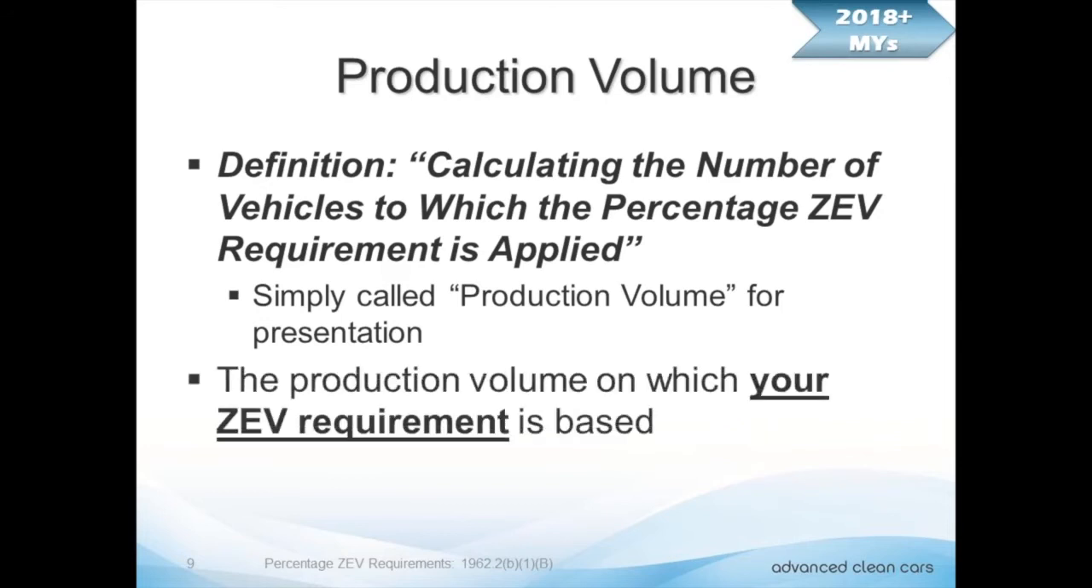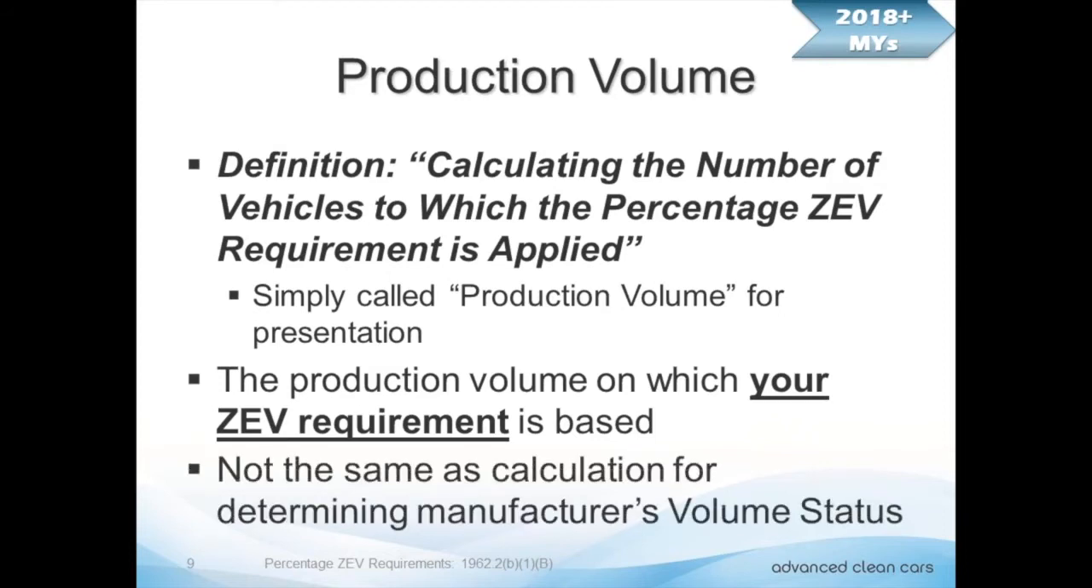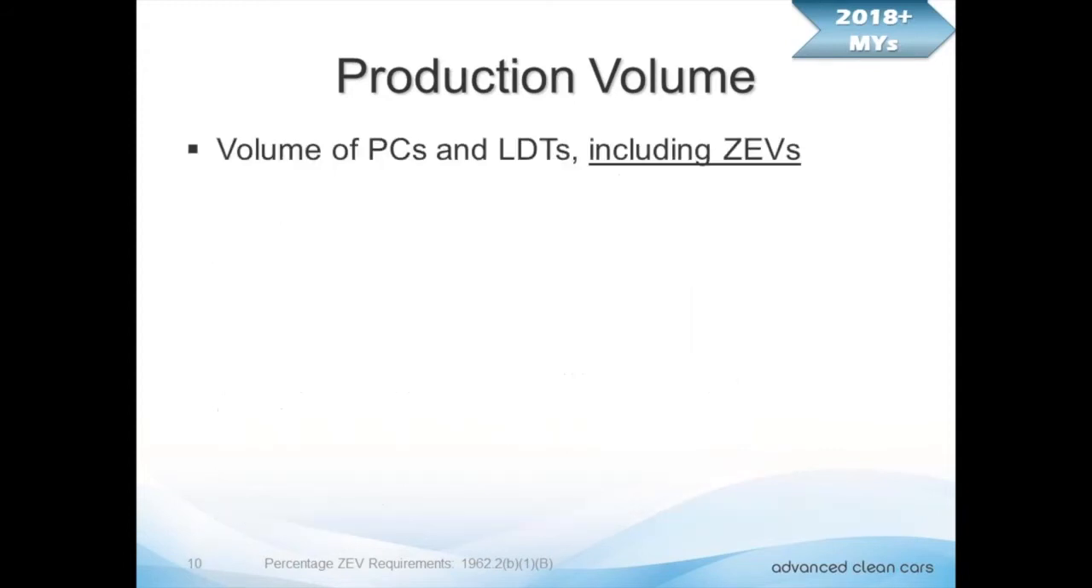This is the production volume on which your ZEV percentage requirement will be based, and will be used to calculate the number of ZEV credits your company must produce in compliance with the regulation. This is a different calculation method from what is used to determine your company's volume status. Let's take a look at how this is calculated for 2018 and subsequent model year compliance.